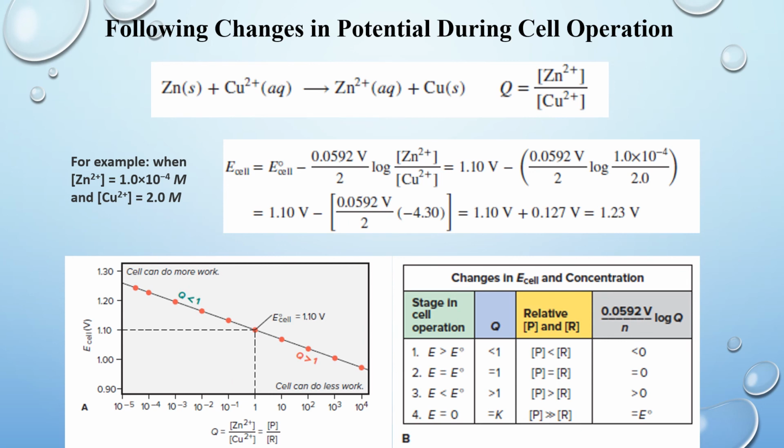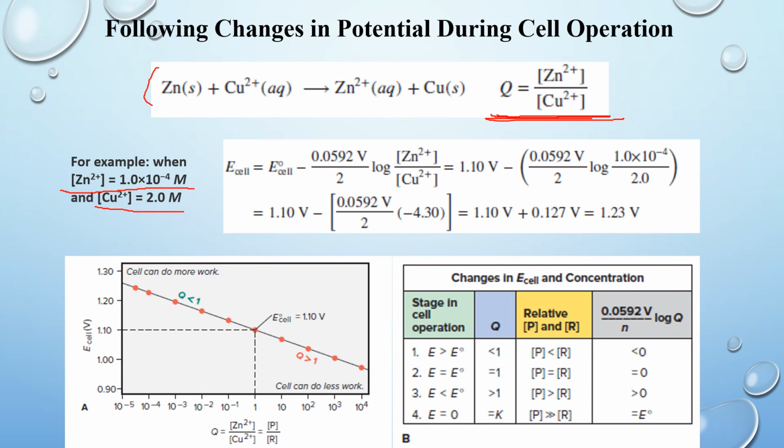So Q also changes as this cell operates. Let's say, for example, that the zinc is equal to this concentration, and copper is equal to this concentration. What is the cell potential? This could be at any moment. With these concentrations, we can calculate Q.